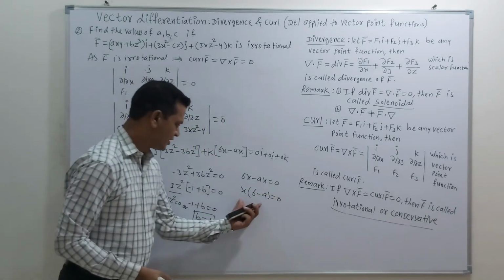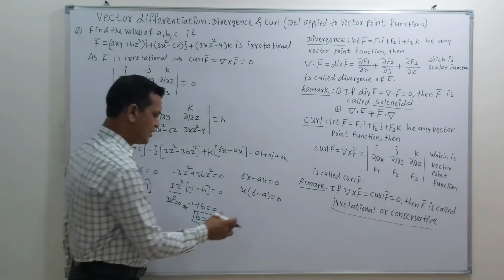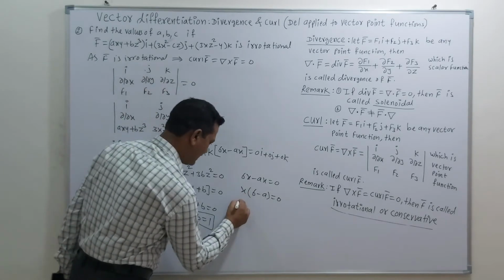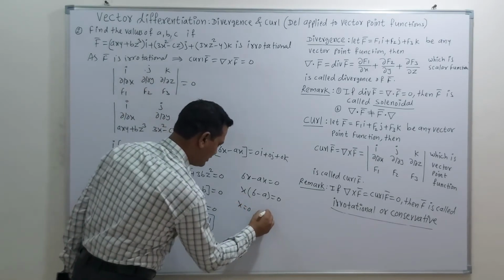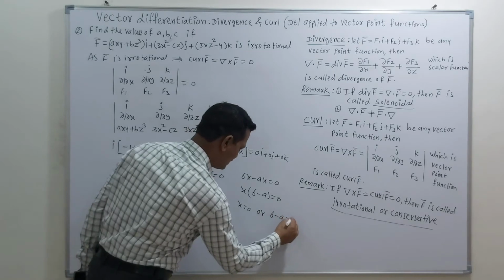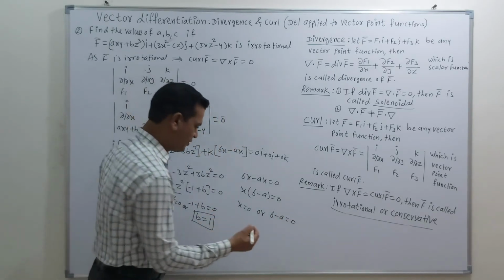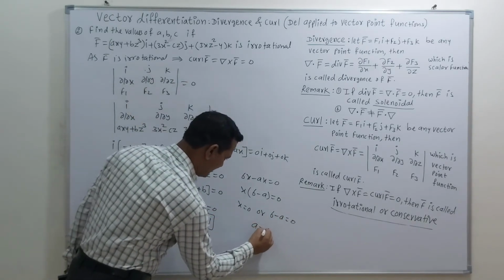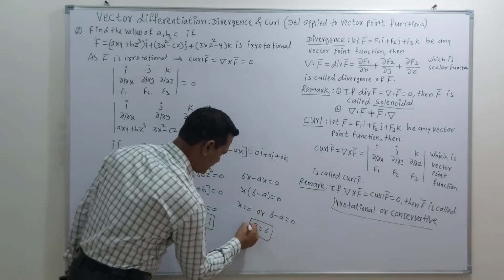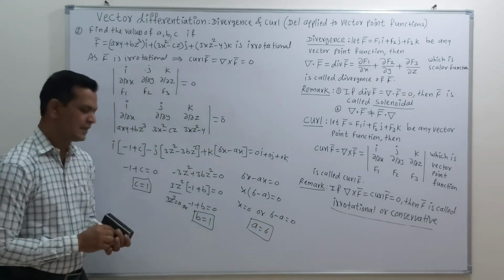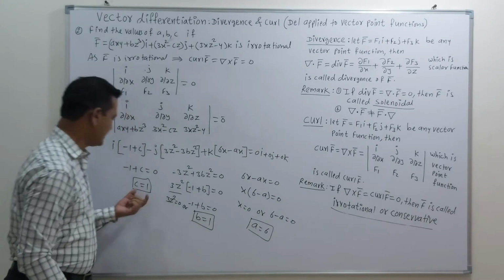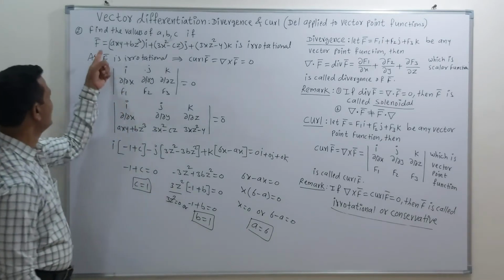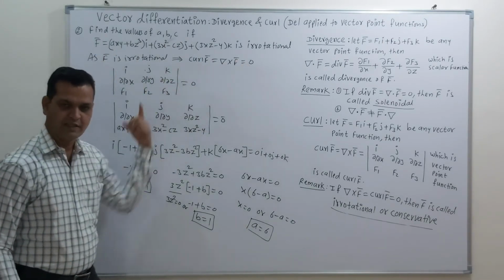Again, this is the product of two terms which is 0. As the product of two terms is 0, then either we get the value of x is equal to 0 or 6 minus a is equal to 0. Our aim is to find the value of constant, so we can easily get the value of constant a is equal to 6. So in this way we get the value of constants a, b and c if the vector field is irrotational. So this is the second example.